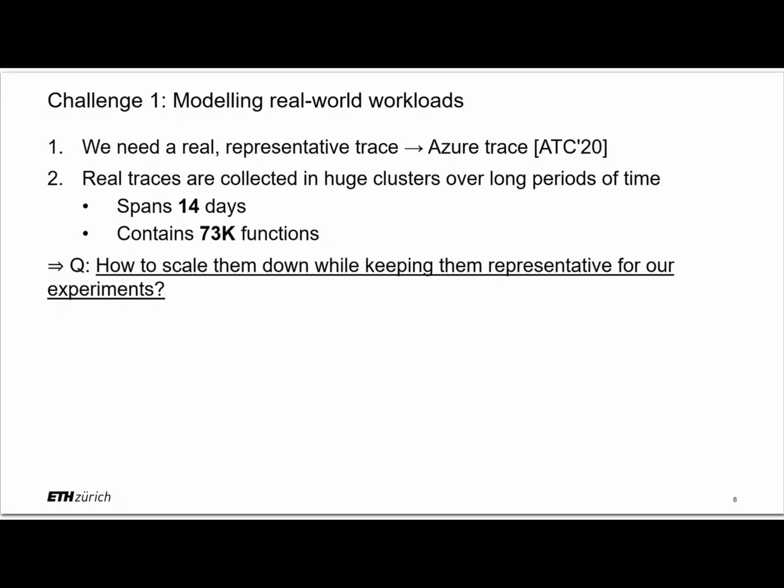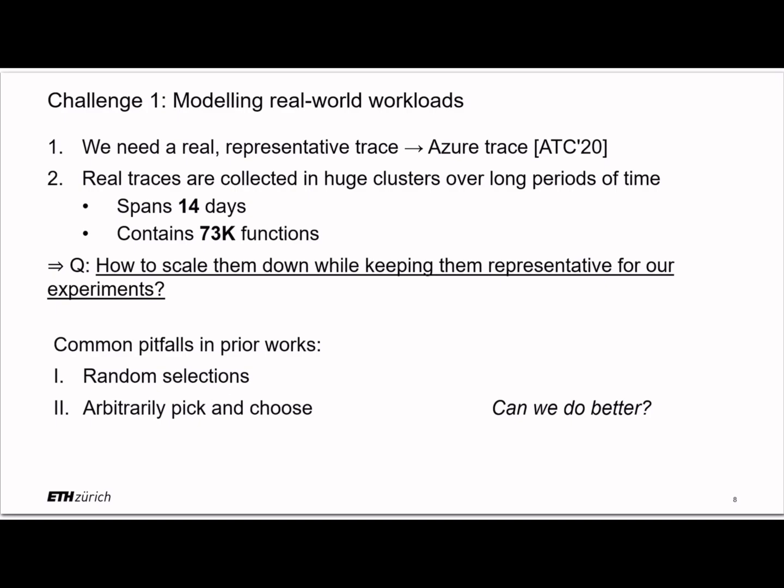Okay. Those cloud providers are operating at such a scale that we can't just take their trace and put it on our infrastructure and replay it. So now the question is, how do we scale them down so that they are still representative, and we can use them in our experiments? Well, the simplest way is to do some random selection or arbitrary pick and choose. And this is actually the common pitfall in prior works. So the question is, can we do better?